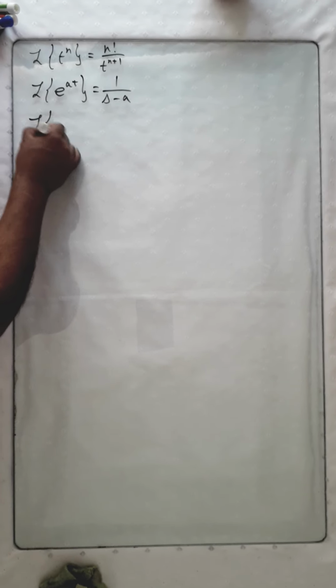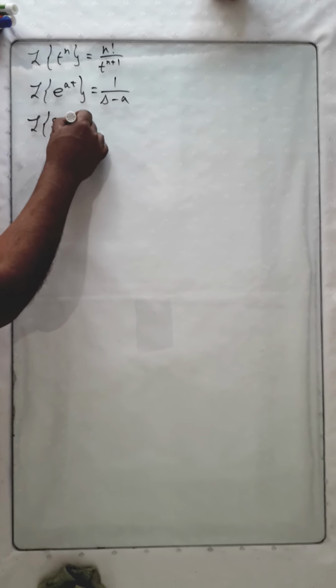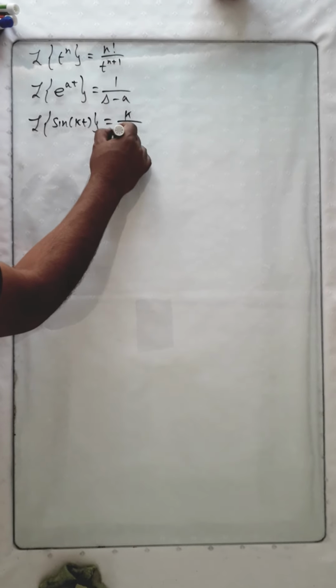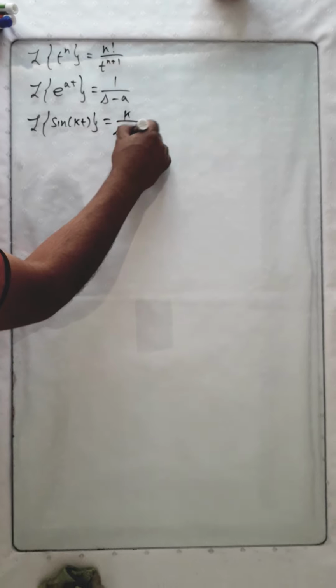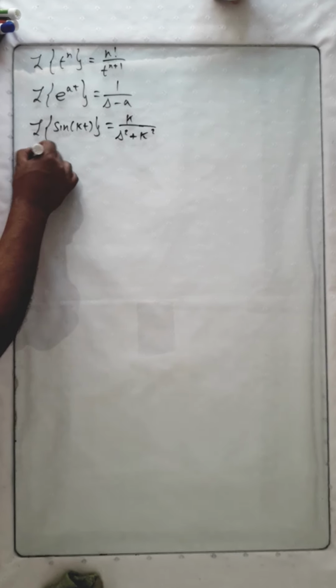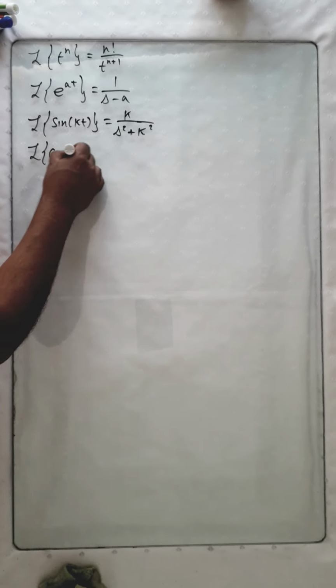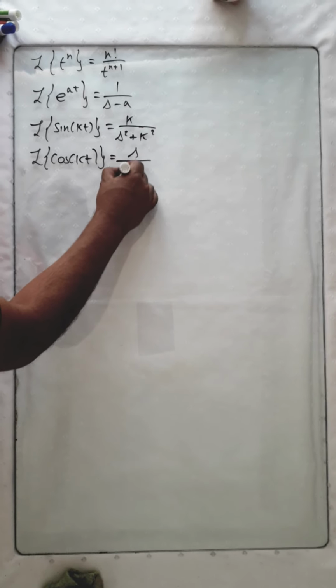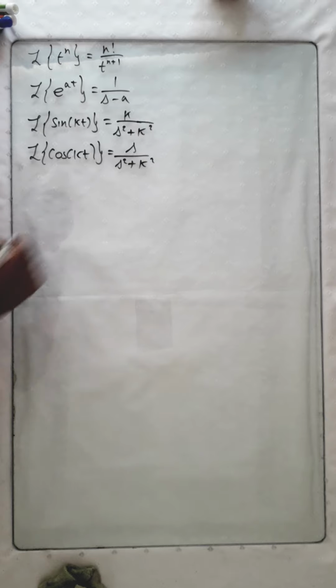The Laplace transform of the sine of kt, k over s squared plus k squared. The Laplace transform of the cosine of kt, s over s squared plus k squared.